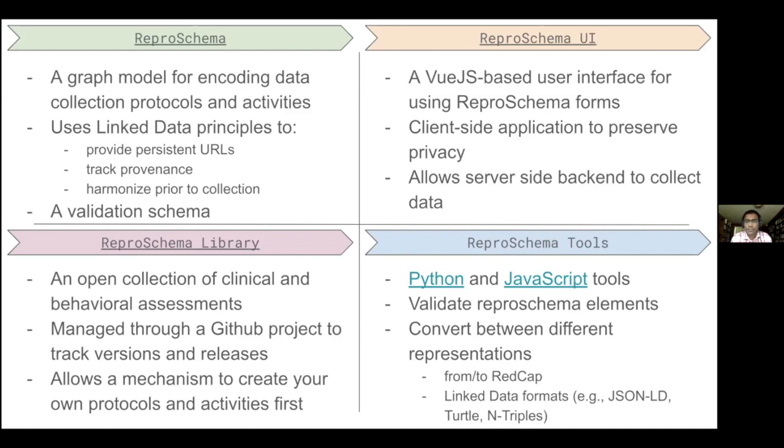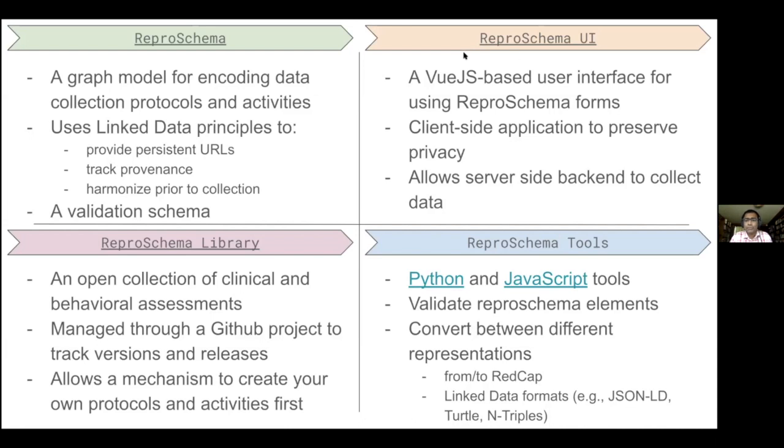We have a set of tools in Python and JavaScript to help you do certain things. These might be to validate various ReproSchema elements. It might help you convert between different kinds of representations. For example, if you have an assessment in REDCap and you wanted to bring it over to the schema, you should be able to do it with one of the JavaScript tools we have. You can also convert the various representations of schema across each other, and because these schemas are represented as graphs, you can apply various linked data formats to convert things from one to the other.